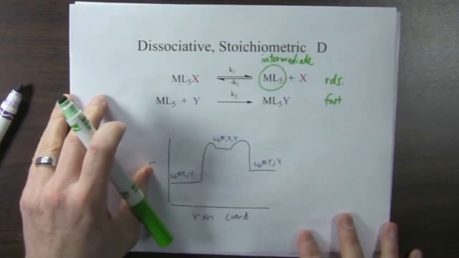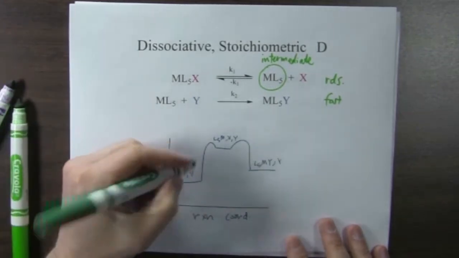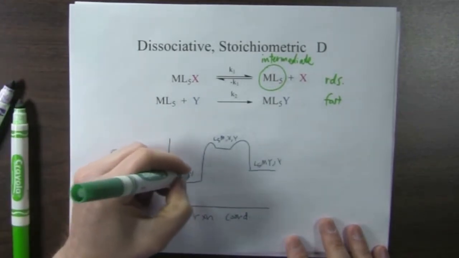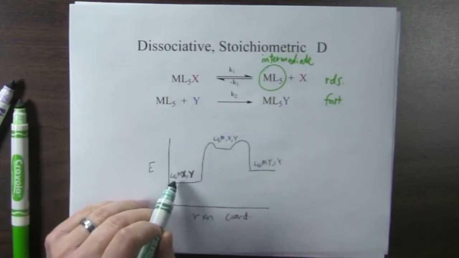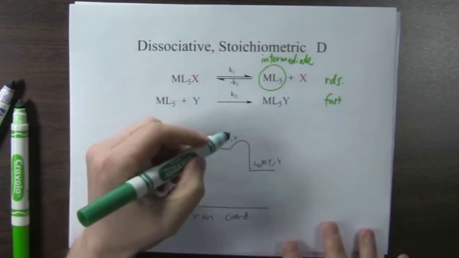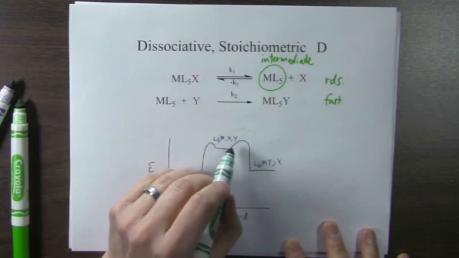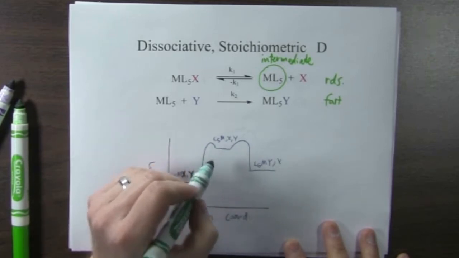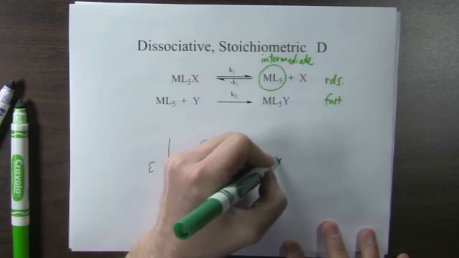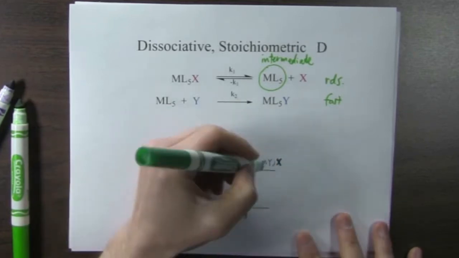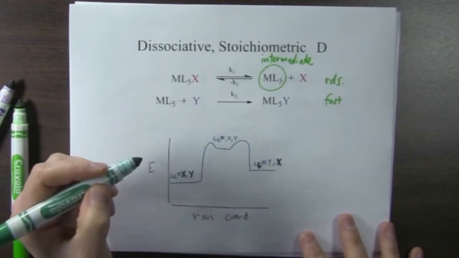And the reaction coordinate diagram would look like this, where we have the reactants here, the octahedral complex. Then we have the intermediate with the 5-coordinate transition, or intermediate, which is obviously going to be higher energy than the reactants. And then we have the products here, which may or may not be higher energy than our reactants.